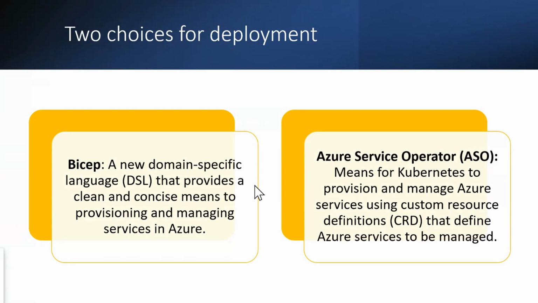ASO, or Azure Service Operator, is basically custom resource definitions that are built into Kubernetes itself. So if you already have your AKS, if you are already running all your jobs through Kubernetes, and you want to manage your resources also from Kubernetes, then instead of Bicep, you could just use ASO and build all your resources directly from Kubernetes itself. In this demo, we'll look at Bicep, and you could look at ASO later on. The sample that I'm going to share also has ASO code in it.